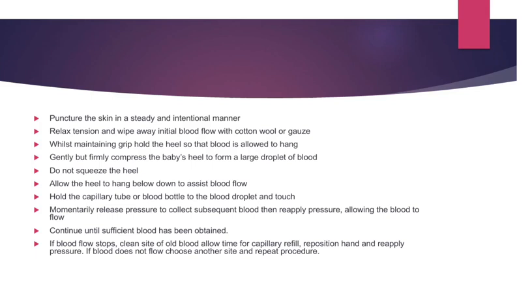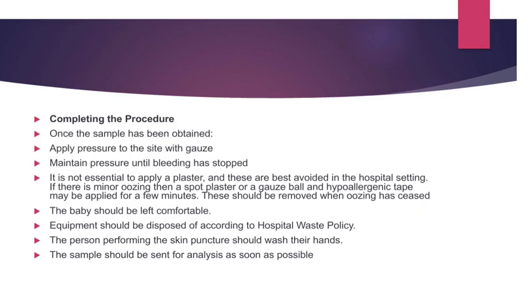Hold the capillary tube or the blood bottle to the blood droplet and touch. Momentarily release the pressure to collect the subsequent blood, then apply the pressure, allowing the blood to flow. Continue until sufficient blood has been obtained. If the blood flow stops, clean the site of old blood. Allow time for capillary refill. Reposition the hand and reapply the pressure. If the blood does not flow, choose another site and repeat the procedure.